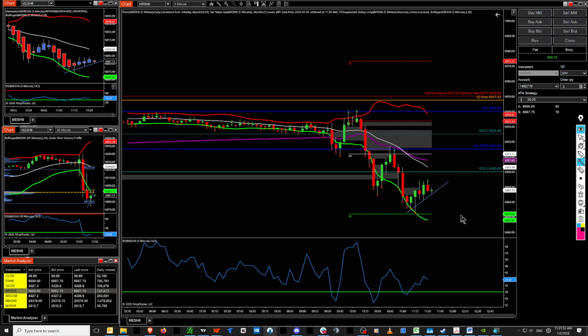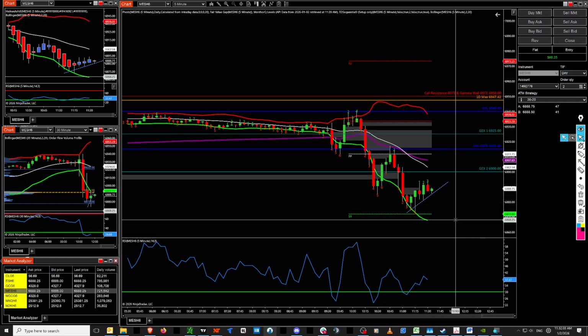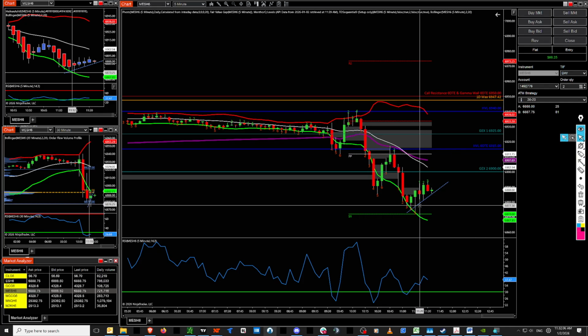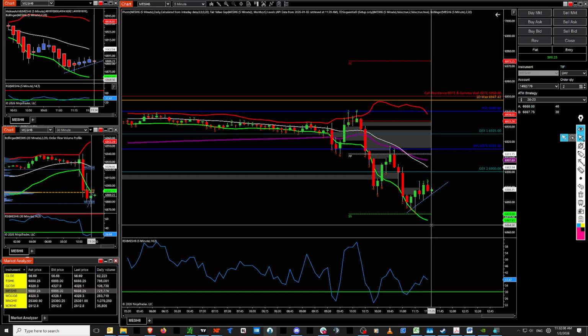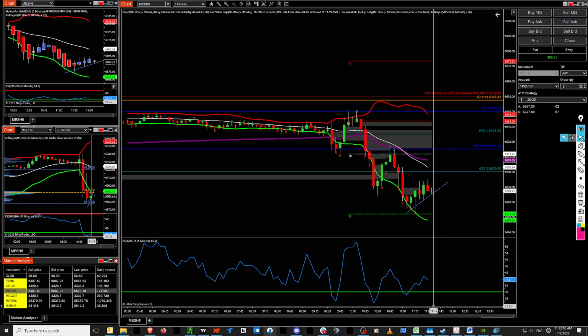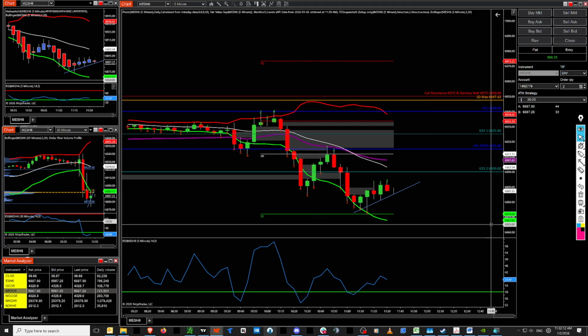So, the way I would trade this, and whoops, still in the drawing tool. The challenge that we have with a bear flag is you've got multiple ways that you can trade this. Let me open this up.